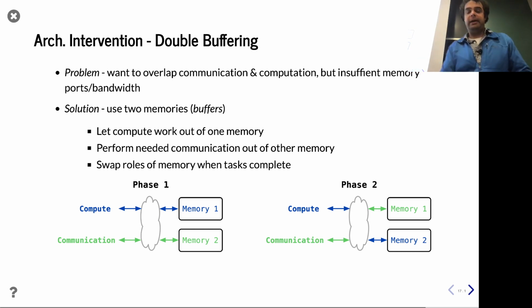Basically, what we're going to say is, hey, I'm going to have two copies of my memory. I'm going to compute out of one and communicate with the other one. So you can see, for example, in this first phase, it computes out of memory 1 and communicates out of memory 2. Then in the other phase, I can communicate out of one memory and compute in the other memory.